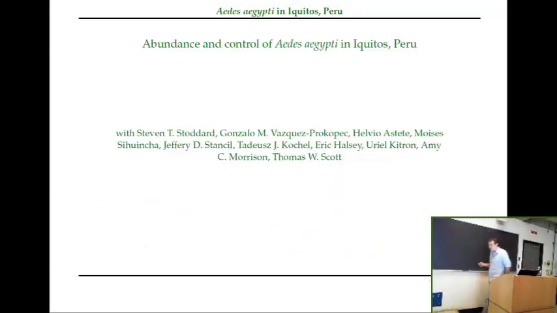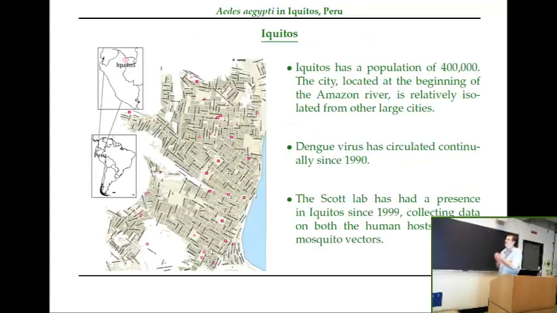So let me talk first about the first case study. This is work that's been ongoing with many different people, most notably Steve Stoddard, Amy Morrison, and Tom Scott from UC Davis. And we're trying to model and estimate the abundance of Aedes aegypti and also test what the effective control is in Iquitos, Peru. Iquitos is a city of 400,000 people. It's spatially isolated from the rest of Peru. It's at the beginning of the Amazon River.